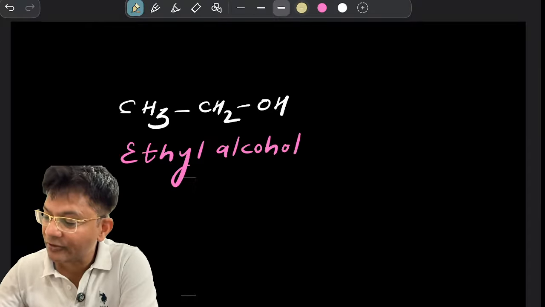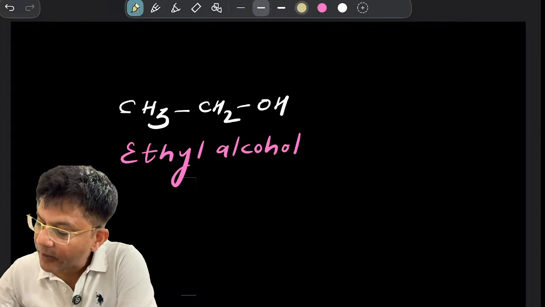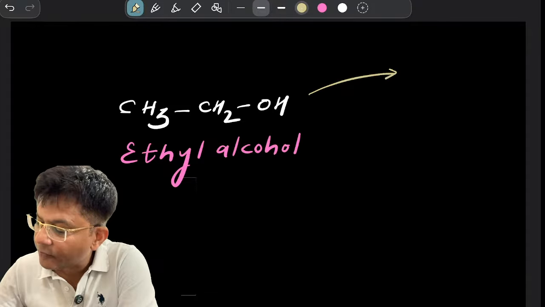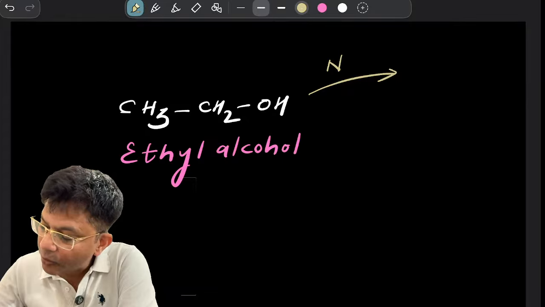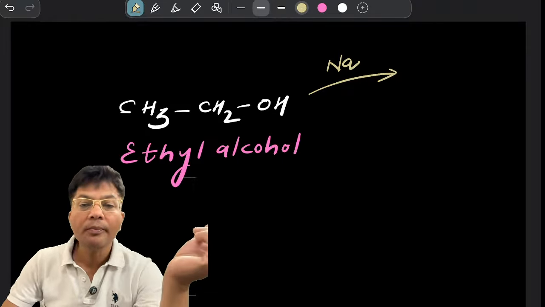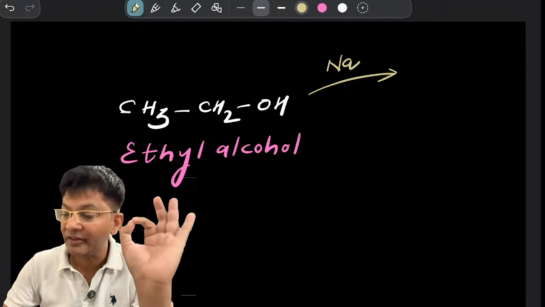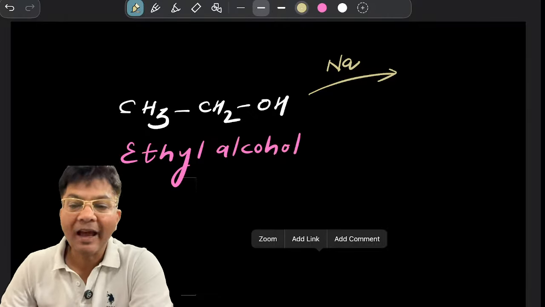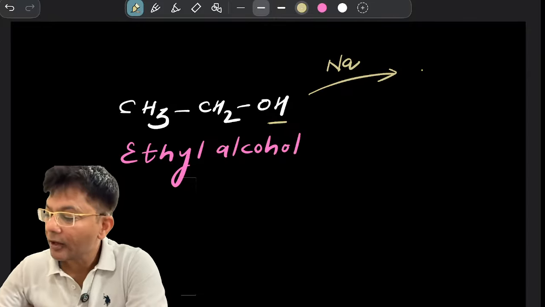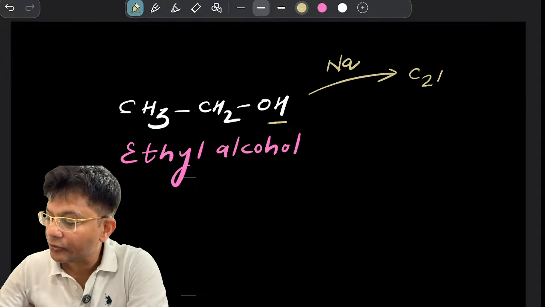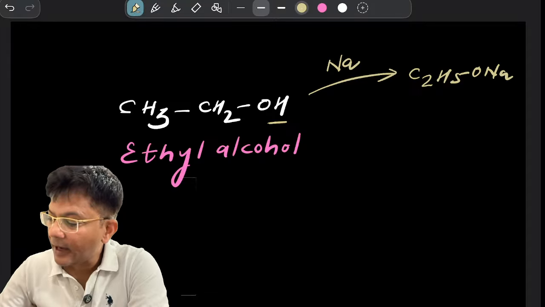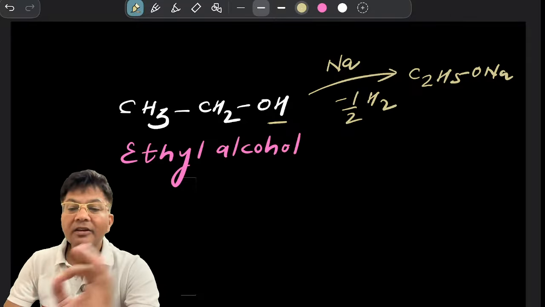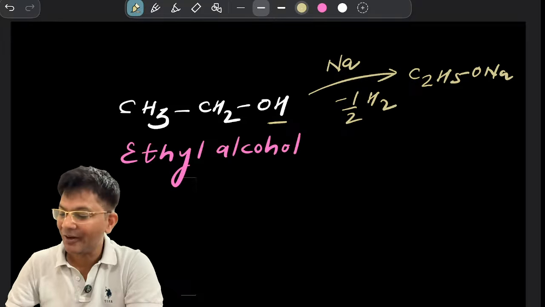It's both. Just see, if I place Na in front of it, Na is more basic than alcohol. So once Na is more basic, alcohol will act as acidic. It will lose its proton and convert into C2H5ONa, and hydrogen gas will get released. So it is acting as acidic.